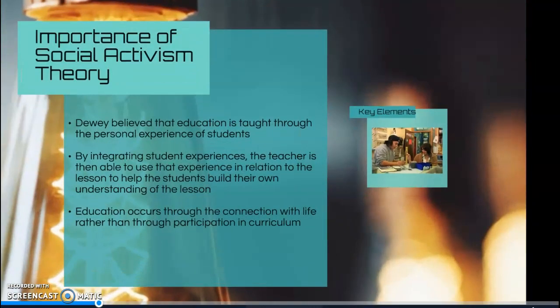The importance and the implication of social activism theory is that Dewey believed that education is taught through the personal experience of students. By integrating student experiences, the teacher is then able to use that experience in relation to the lesson to help the students build their own understanding of the lesson. Education occurs through the connection with life rather than through the participation in the curriculum.